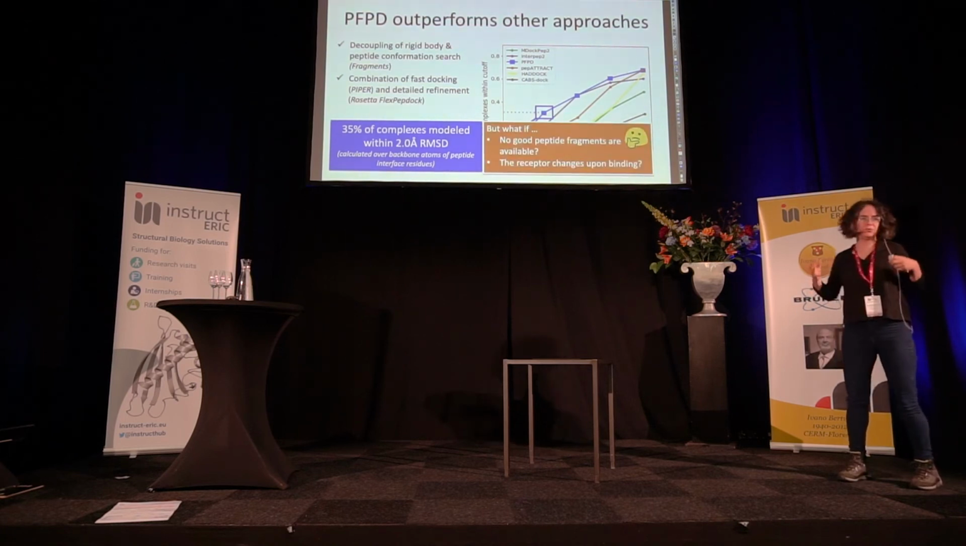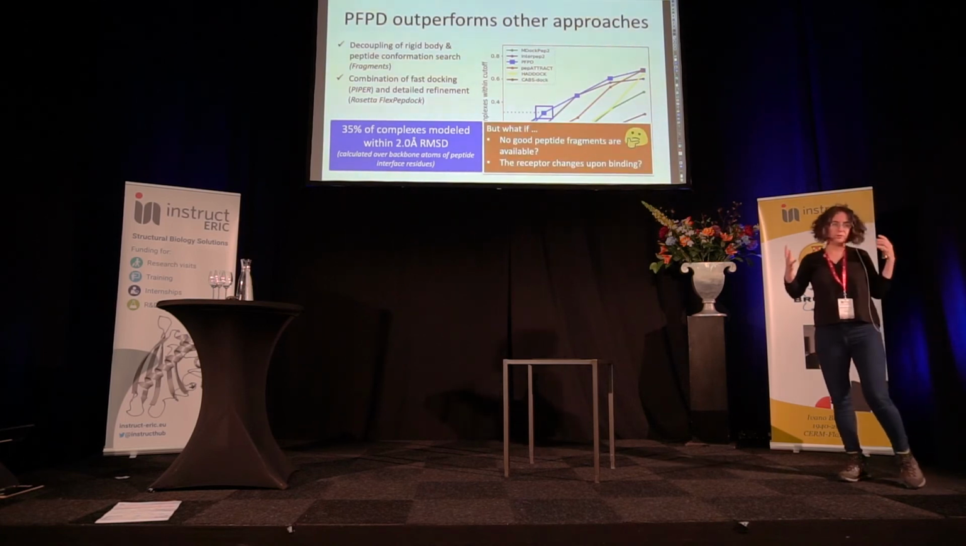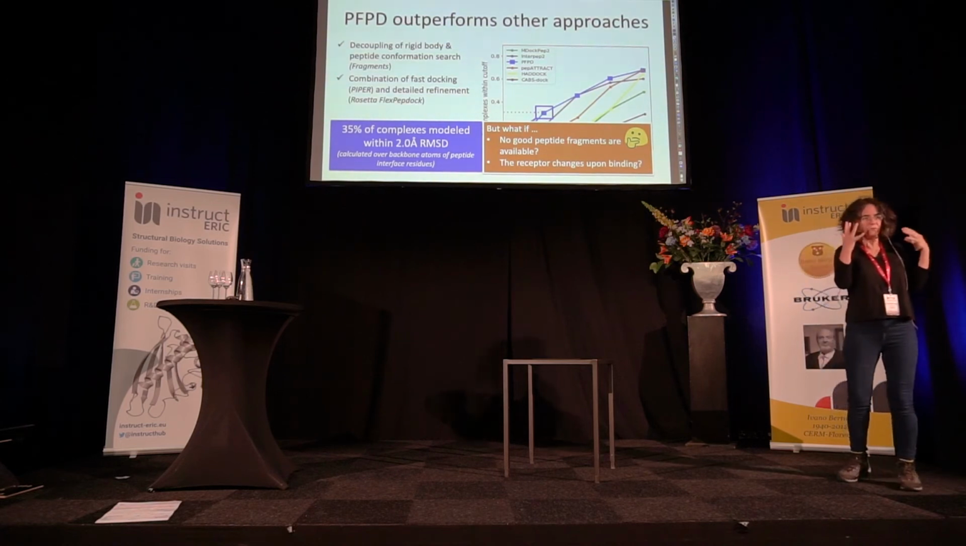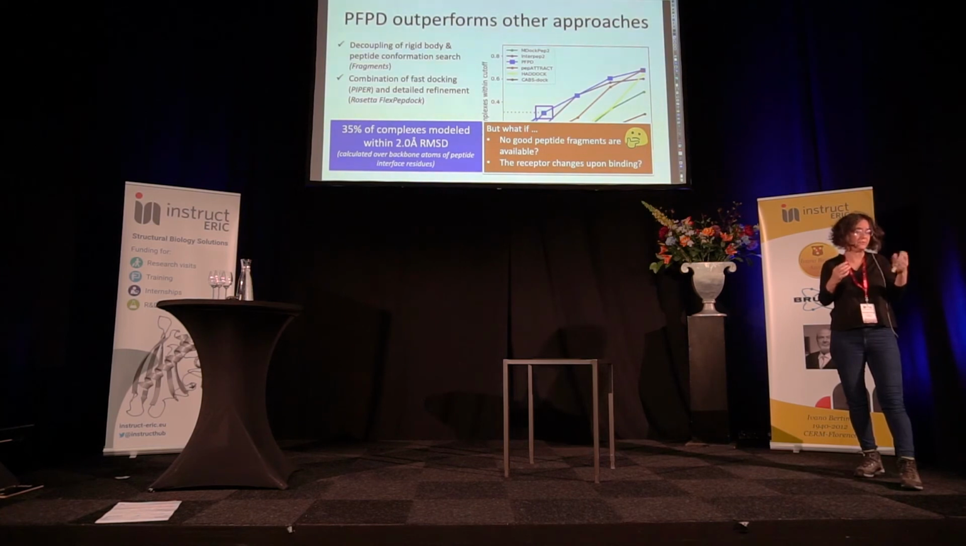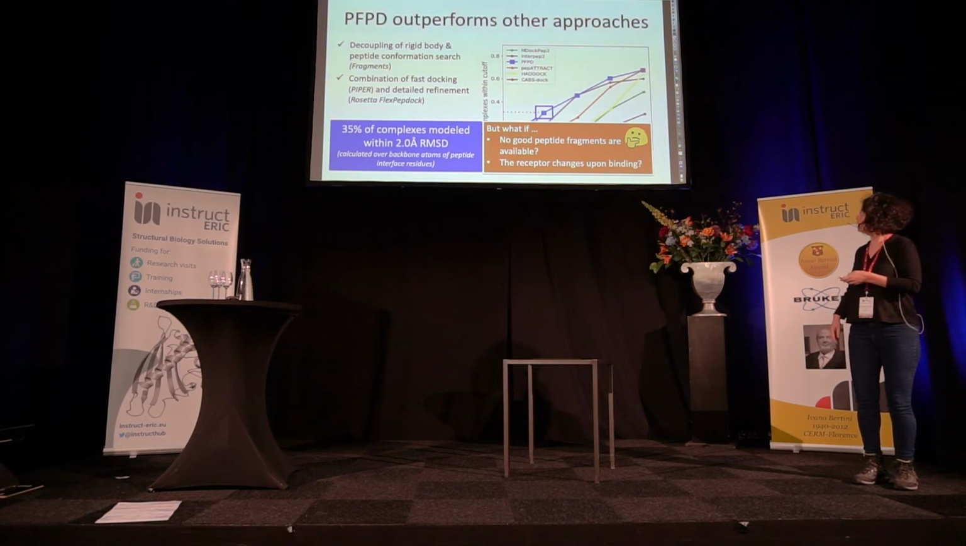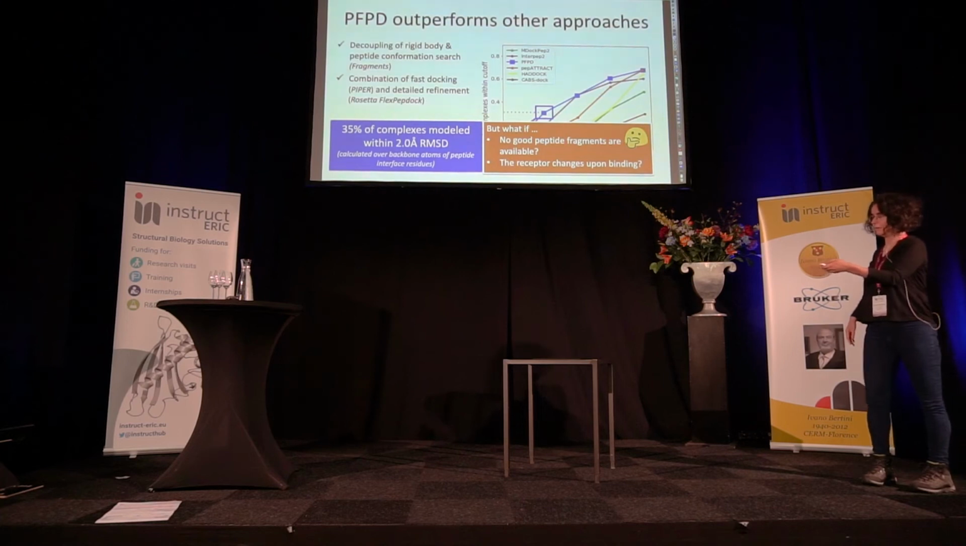Okay, but what happens if we don't have these fragments? What happens if, in this fragment library, we don't have the fragments that would indicate that structure? Because as we know, the receptor has a big influence on the conformation of this peptide. What do we do then?